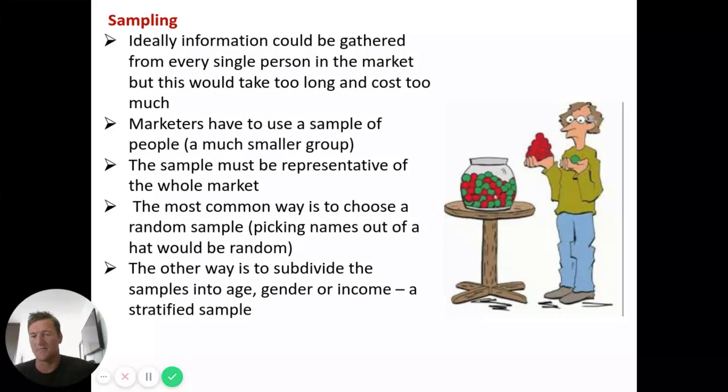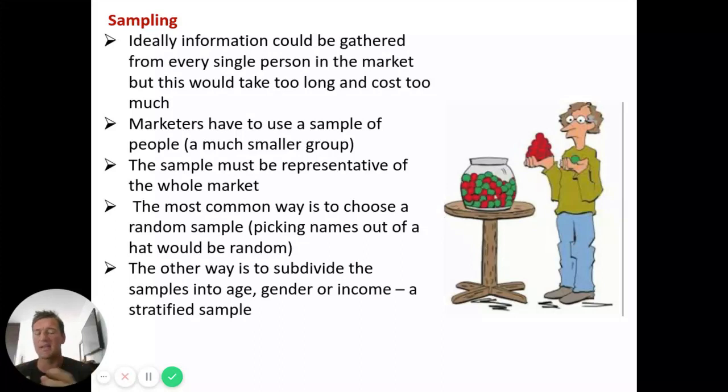You could think to yourself, well, I'm currently selling my bicycles to middle-aged men. So then you choose to just ask middle-aged men. Or you might be a more mass market product and think, actually, I need to do random sampling. I don't want to pick anybody for any particular reason. I don't want to pick a particular age. I just want to pick anybody at random. Okay, so picking names out of a hat is random.